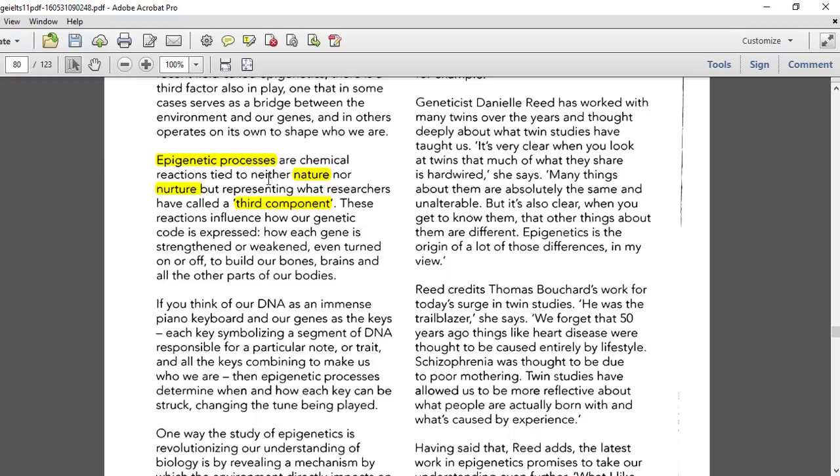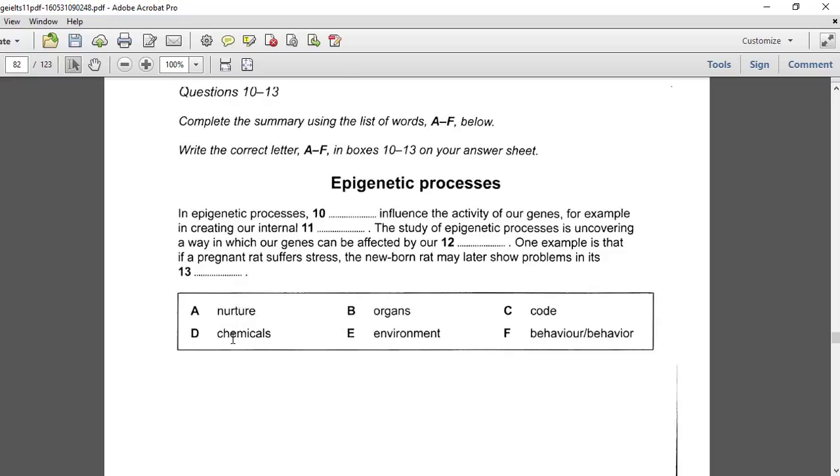Are chemical reactions tied to neither nature nor nurture, but representing what researchers have called the third component. These reactions influence how our genetic code is expressed. Chemical reactions influence how our genetic code is expressed. So what influences the code or the genes? Chemical reactions. Okay, get back to the question and choose. Nurture, no. Chemicals, maybe. Organs, environment, code, no. Code means the genes. Behavior, so it's D, chemicals. So number 10 is D.